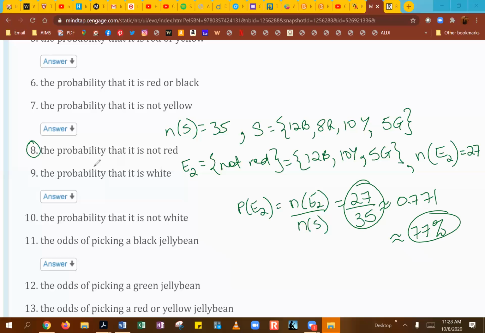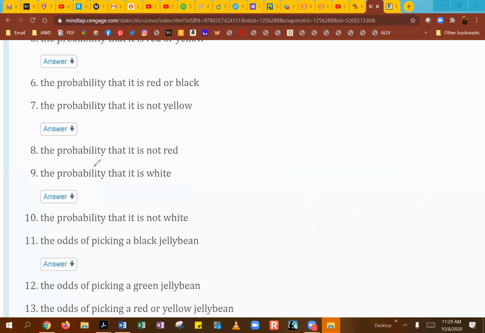So again, once you figure out the structure and how these formulas work with probabilities, finding these answers is not that difficult. Alrighty, let's take a look at another example over here.